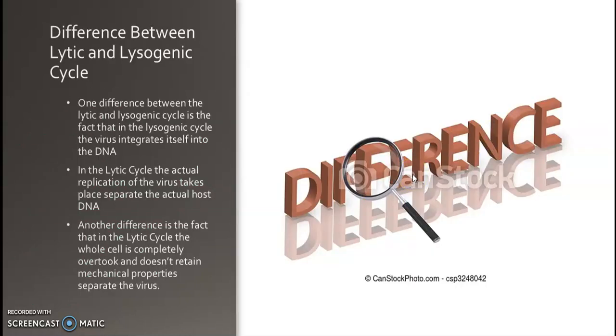Difference between the lytic and the lysogenic cycle. One difference between the lytic and lysogenic cycle is the fact that in the lysogenic cycle, the virus integrates itself into the DNA. The lytic cycle doesn't do that per se. In the lytic cycle, the actual replication of the virus takes place separate from the host DNA. This is opposite of the lysogenic, where the replication of the virus takes place with it.